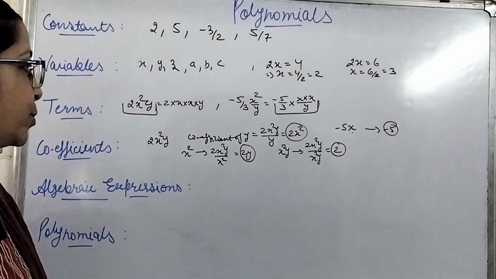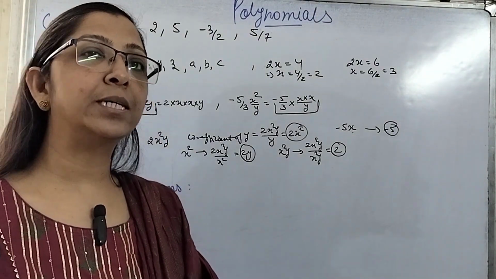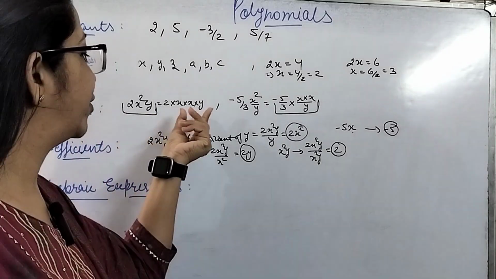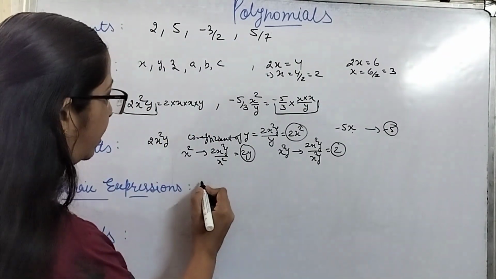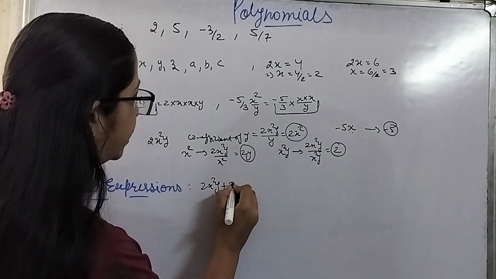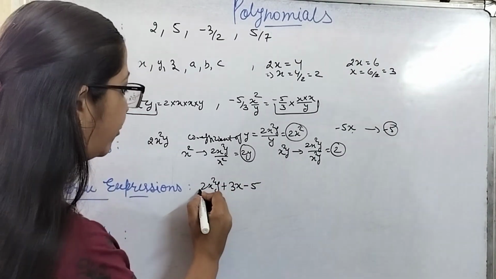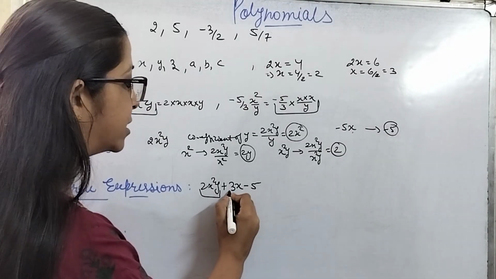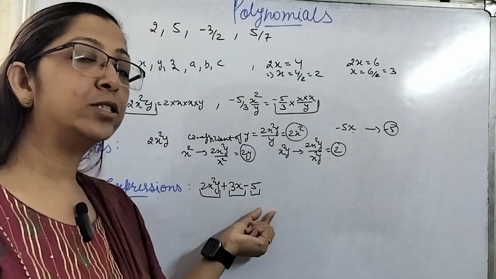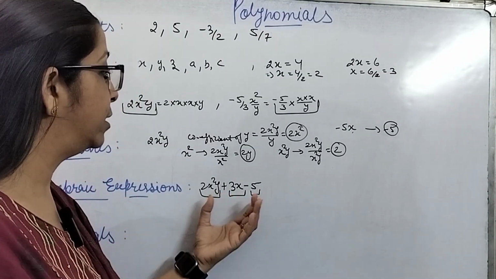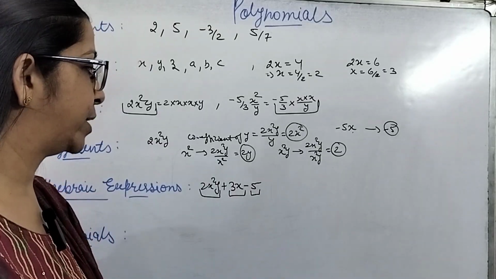Now what are algebraic expressions? When we are either adding or subtracting terms, we get an algebraic expression. Like if I say 2x square y plus 3x minus 5, over here 2x square y is one term, 3x is one term, and 5 is one term. If we have added or subtracted these terms together, the expression which we get is known as an algebraic expression.